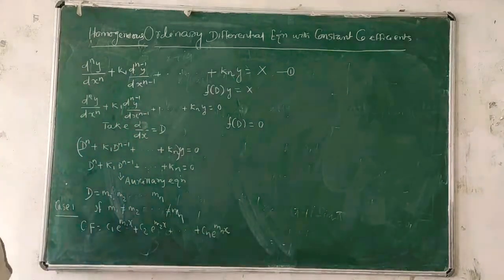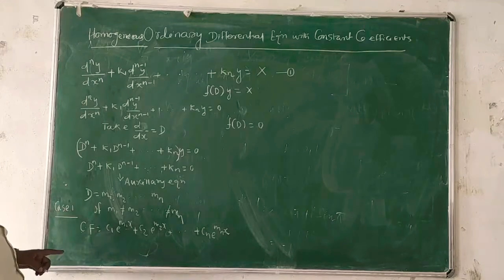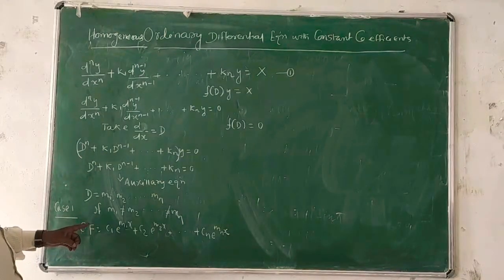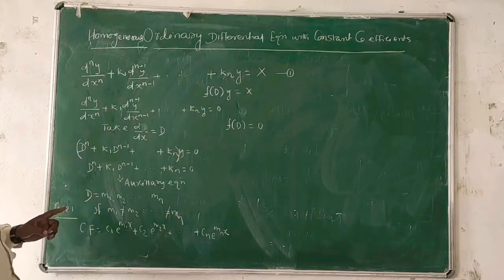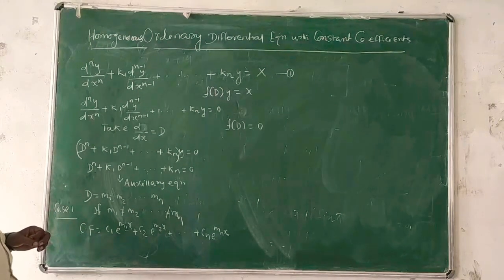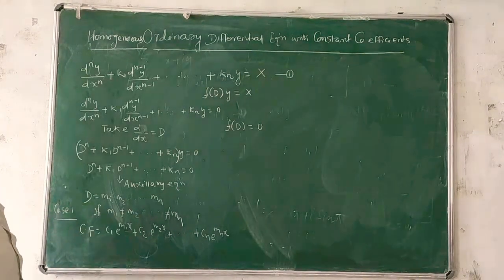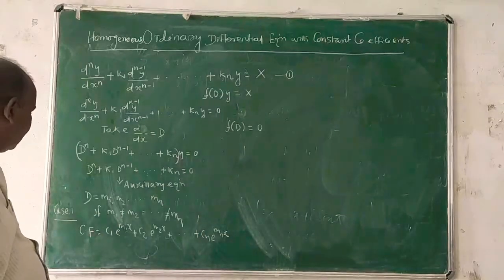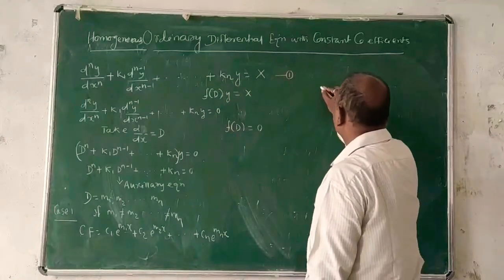If the roots are like this, m1 is not equal to m2 is not equal to mn, then you will get the complementary function as C1 e^(m1 x) + C2 e^(m2 x) + ... + Cn e^(mn x), where C1, C2 up to Cn are constants. These are any arbitrary constants. Now take your case number 2.